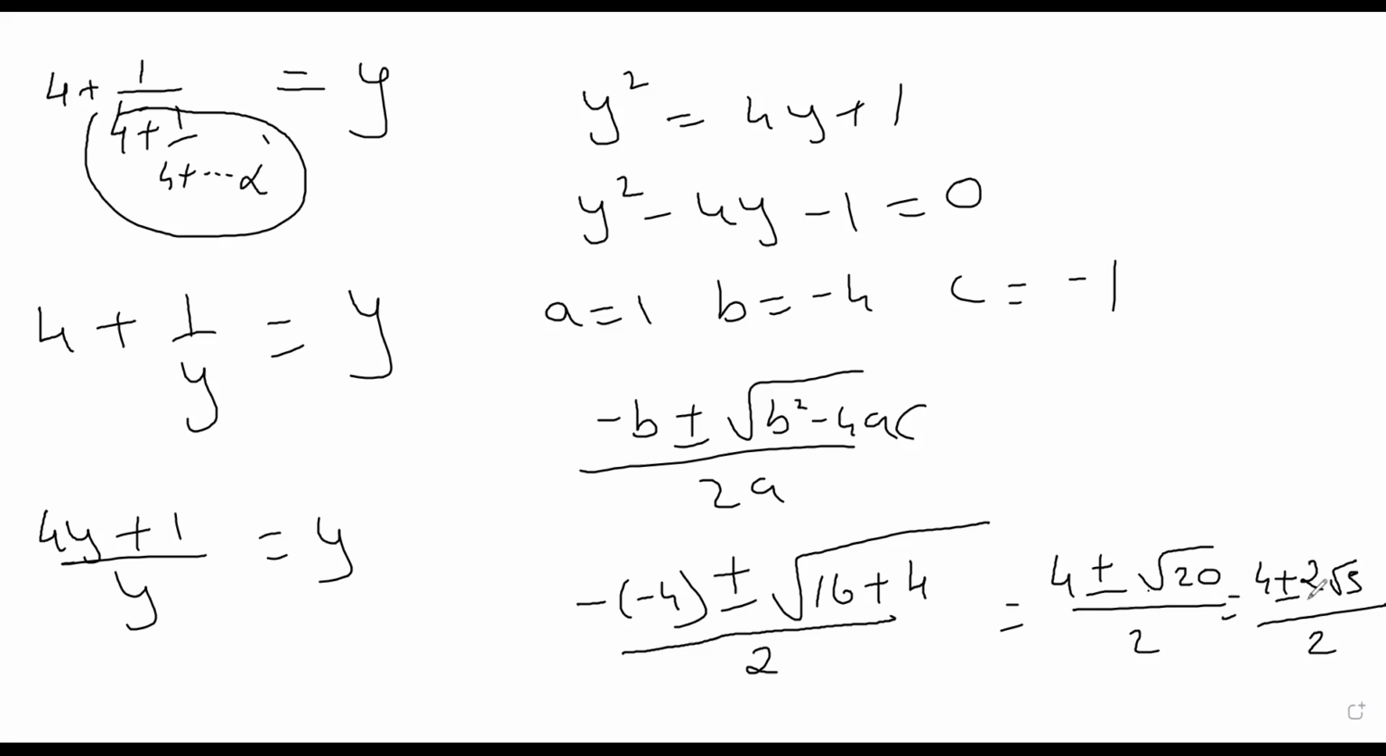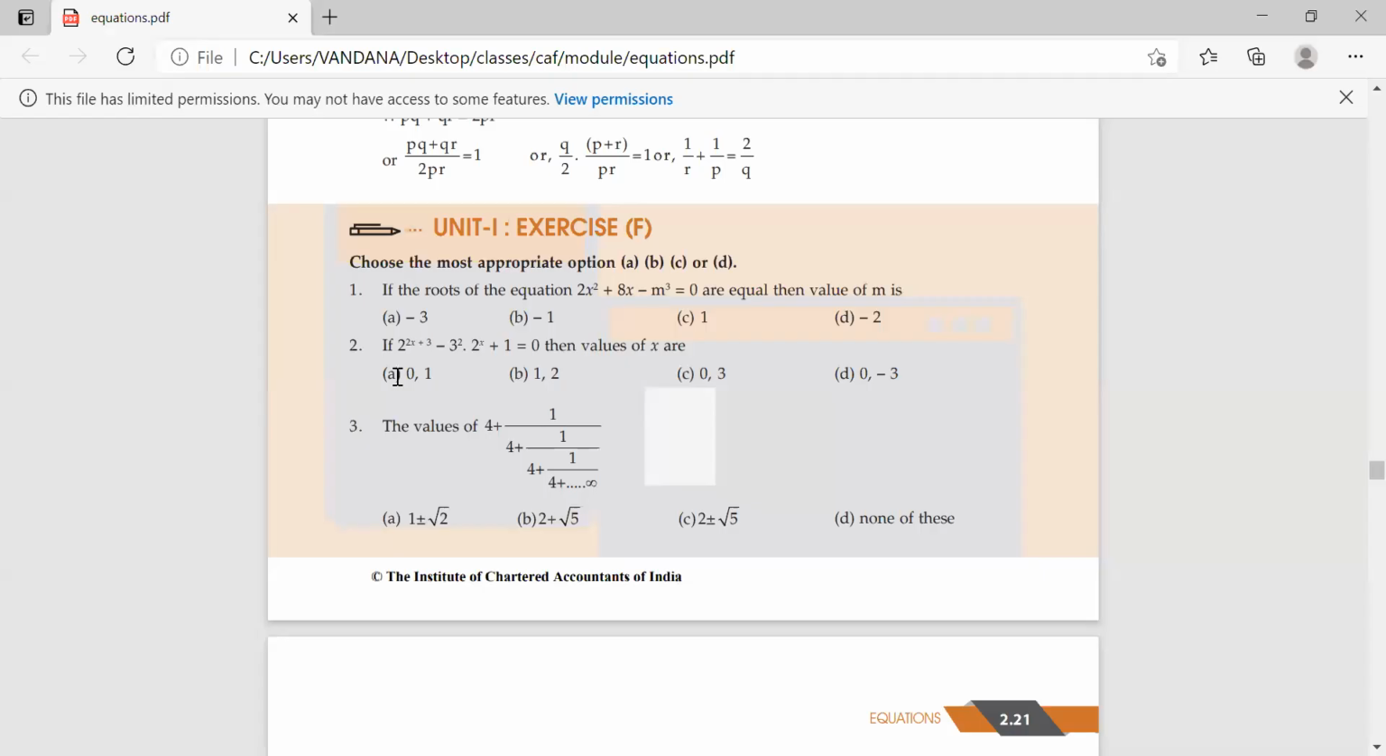And now you can take 2 common from here. 4 आणि 2 मधनं common घेतलं तर you will get 2 common into bracket 2 plus minus root 5 upon 2. 2 cancel. Your answer is 2 plus minus root 5. So there is an answer, option C, 2 plus minus root 5.